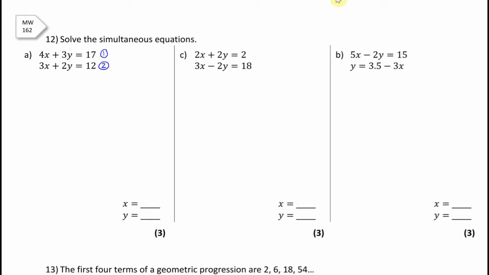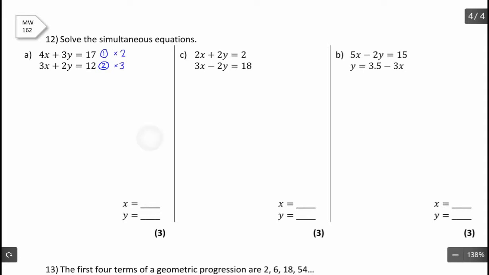The next thing we're looking to try and get is the same coefficients of x or the same coefficients of y. Doesn't really matter which. I'm going to go for the coefficients of y, therefore I'll have to multiply by less. So I'm going to go for 6y, so I need to double this first equation, triple this second equation.